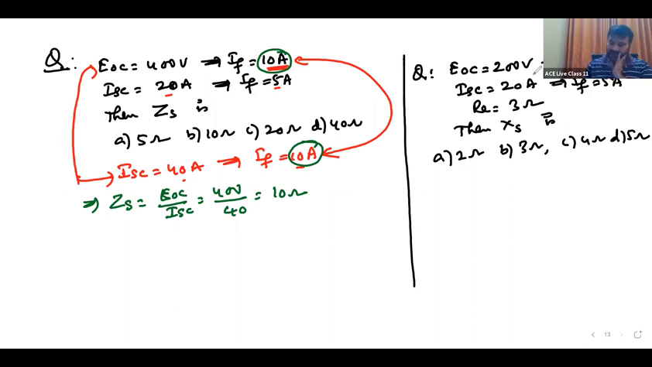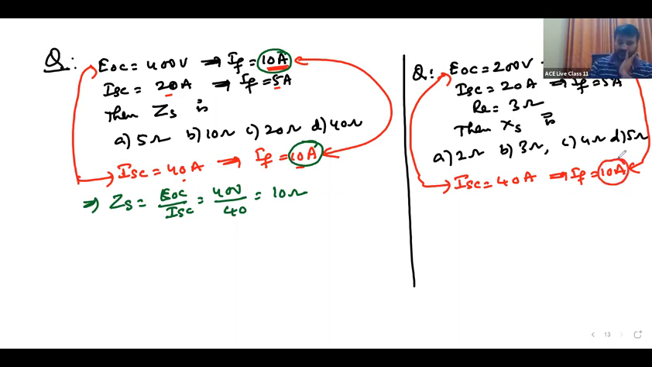Again you have to take for 10 amperes. ISC is equal to 40 amperes at IF equal to 10 amperes. You need to take these two combinations, because the current must be the same: 10 ampere, 10 ampere. Then ZS is equal to EOC by ISC, which is 200 by 40, so 5 ohms.